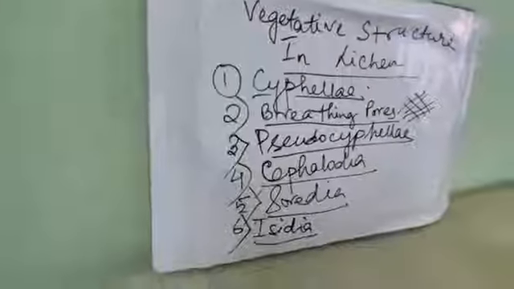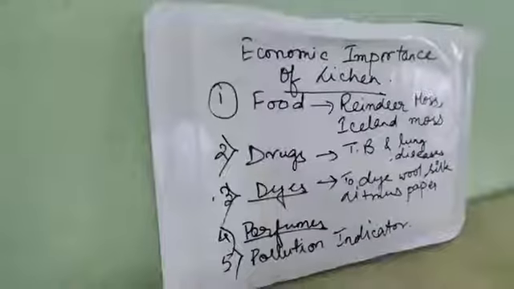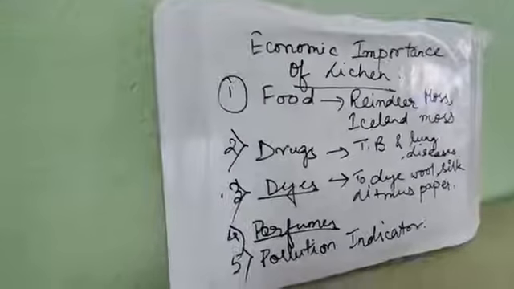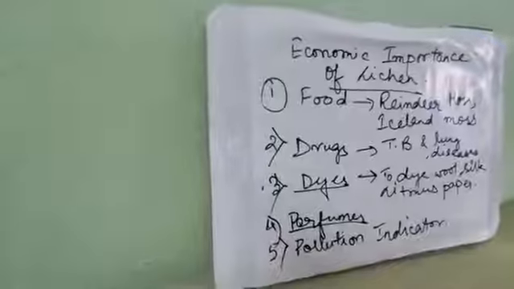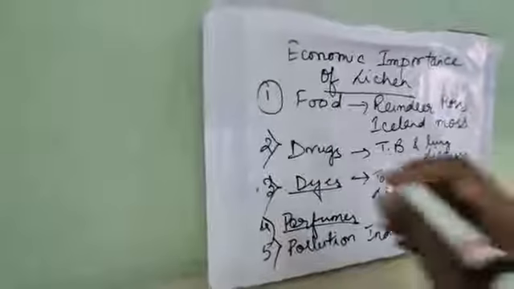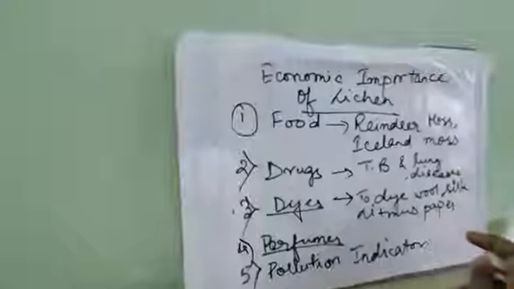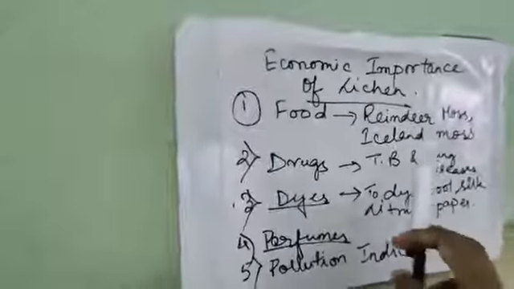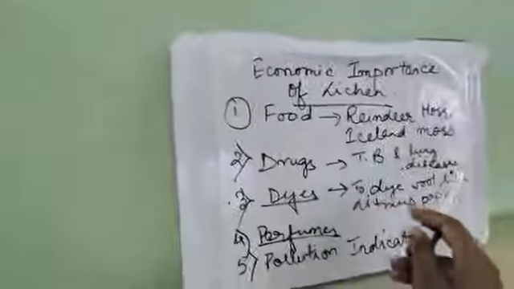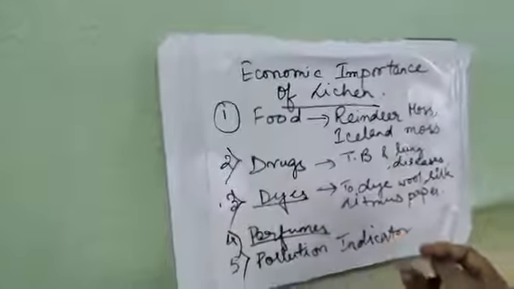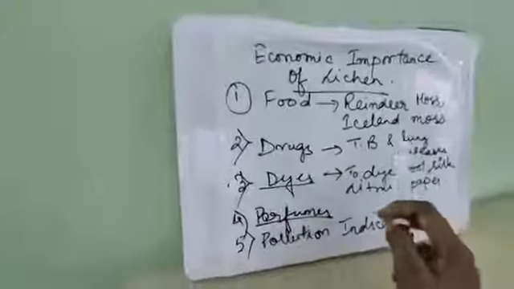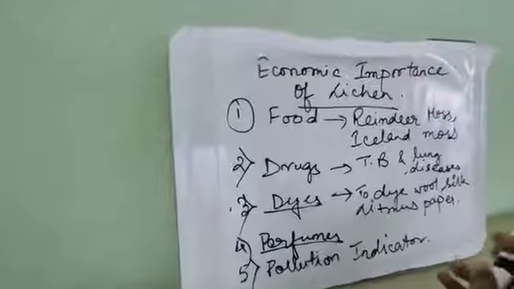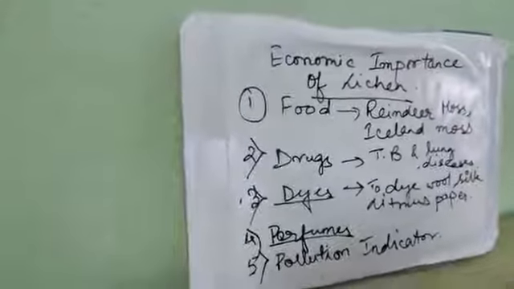Now we will read about the economic importance of lichen. That means how important it is economically. First of all, food. We can get food for cattle, sheep and reindeer from these lichens. Reindeer moss is food for the reindeer. Iceland moss is food for cattle and sheep, and it is also consumed by some humans. These reindeer moss and Iceland moss are obtained from different lichens.